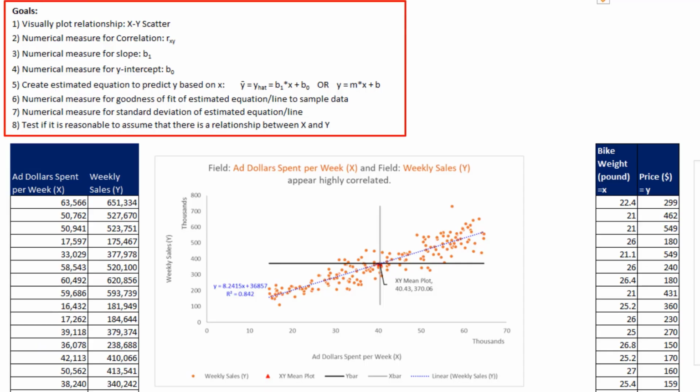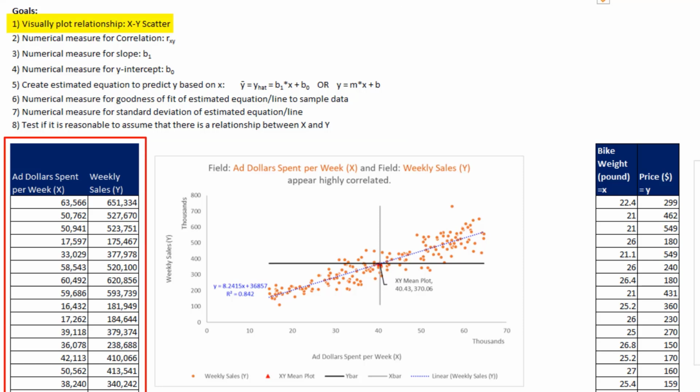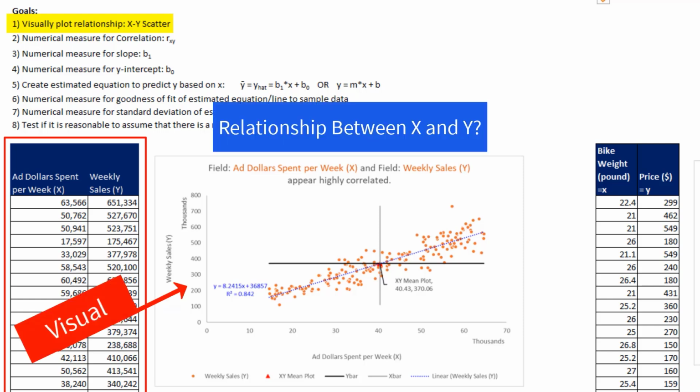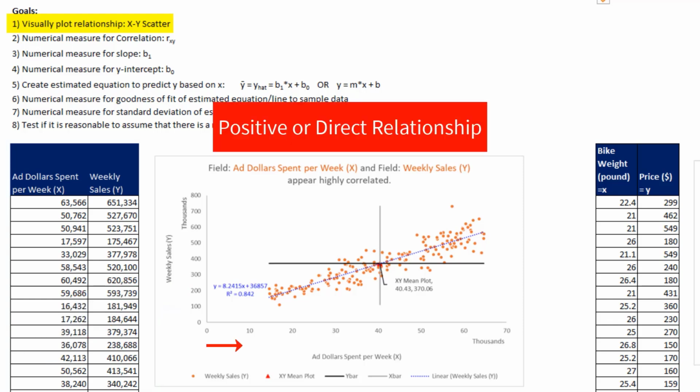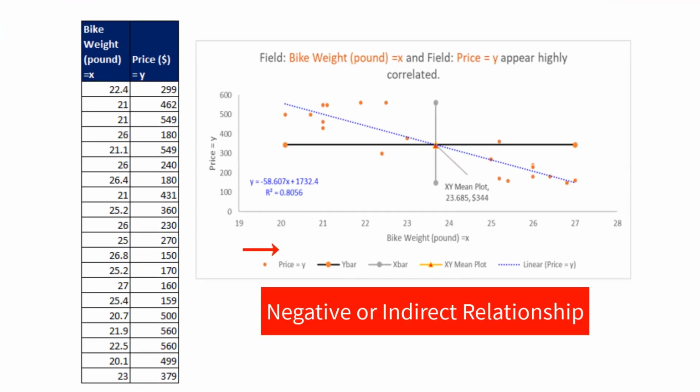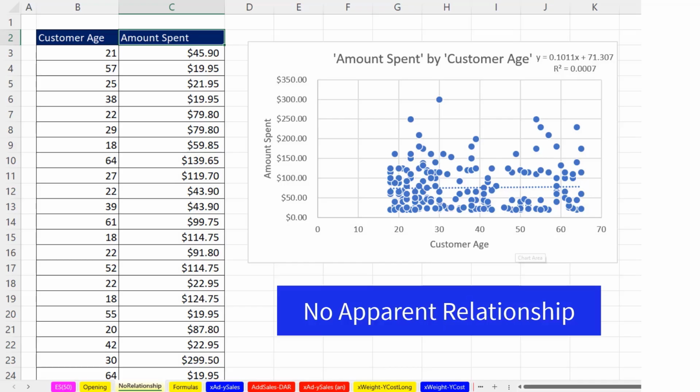Now here are the 8 amazing topics we're going to cover in this video. And we'll start off with a data set. And just as we did back in Chapter 2, we'll plot using an XY scatter chart to see if there's a relationship. As X increases, does Y increase? Or as X increases, does Y decrease? Or is there no relationship at all?